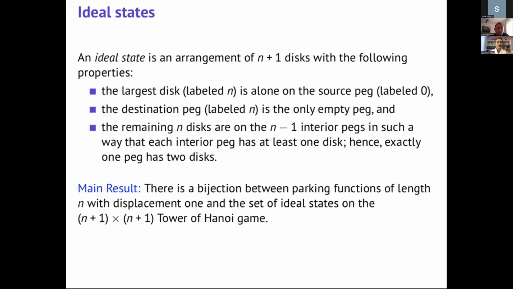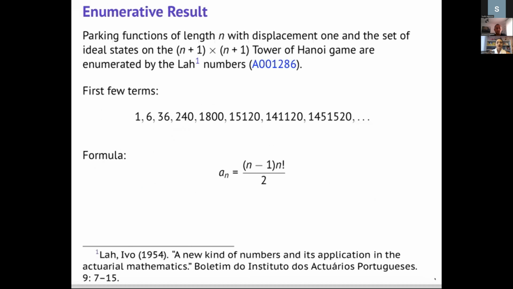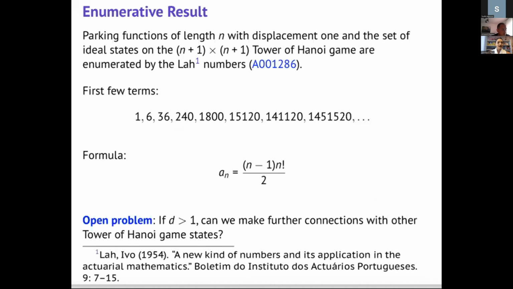So the main result is that if you consider these particular ideal states and you look at the parking functions that have displacement exactly 1, they're actually in bijection. So these are the same thing combinatorially speaking. They're enumerated by the Lah numbers, which are given by this formula here. And the thing that's really interesting is that we ran some data, but we couldn't find any other connections. If you let displacement be larger than 1, we couldn't find any other types of ideal states, in the sense of the definition I gave previously for the Tower of Hanoi, between these 2 sets. And so there are some open problems remaining in that particular paper. So if this is of interest, please check that out.